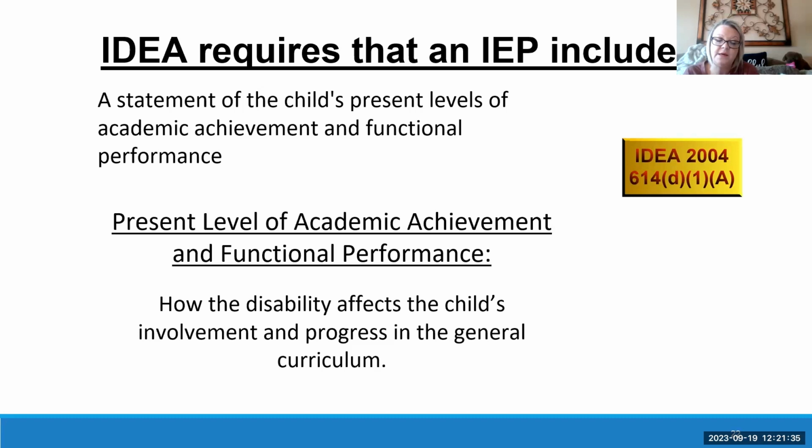The process can be compared to planning a trip to another city. You need to know where you are beginning, as well as what may make your trip more challenging. The team will see where your child is beginning and how the disability impacts learning.